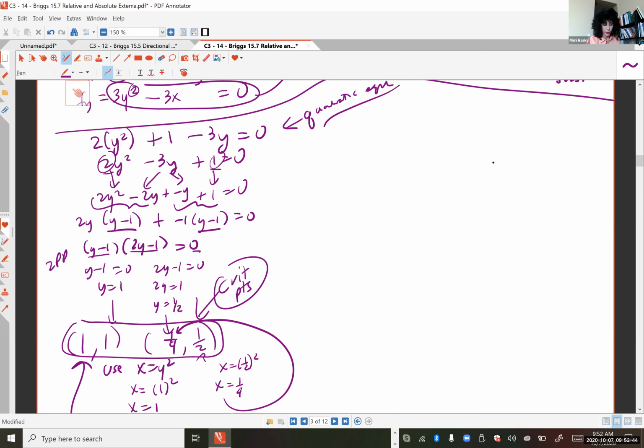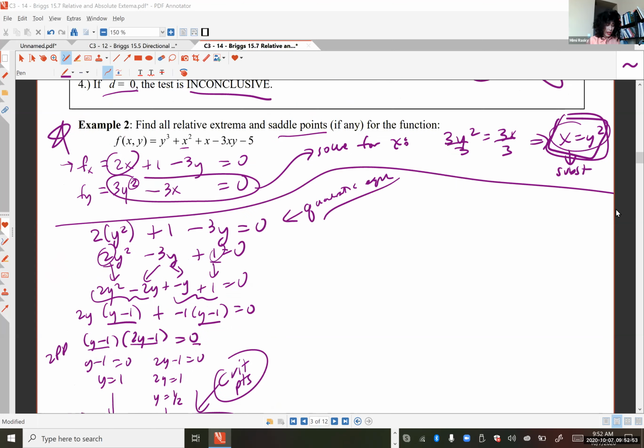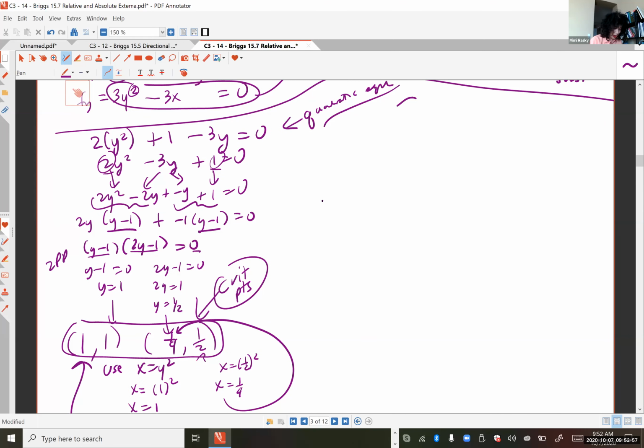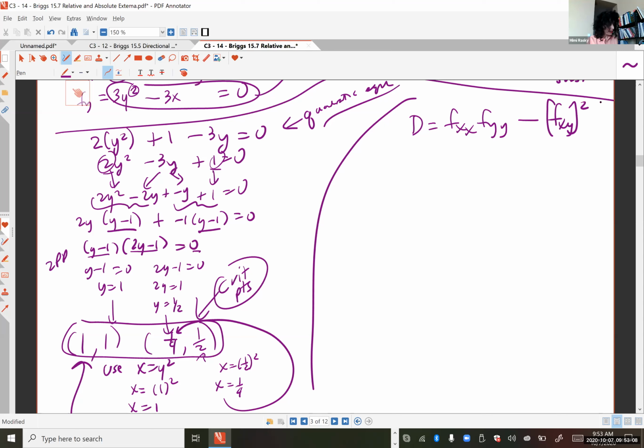You don't guess. You don't go, well, I think that one's a max and that one's a min. No, you're not going to do that. It's not going to work. So the next part of this problem involves second partials. So you have to form D, which is fxx times fyy, minus fxy squared. So you've got to do that.